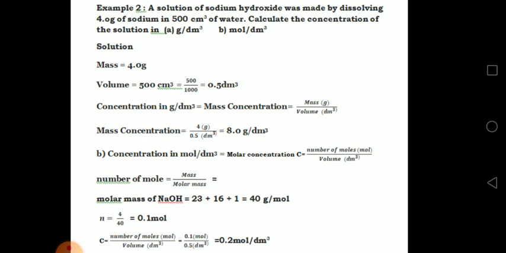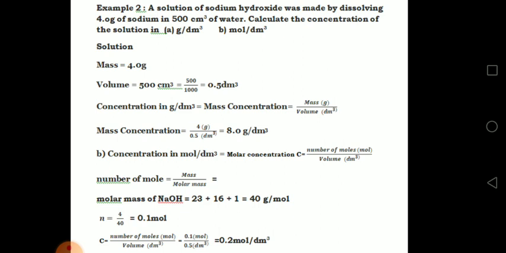Okay, you need to write out the parameters given. We are given the mass, which is 4 grams, and the volume, which is 500 cm³. You convert this volume to dm³ by dividing by 1000 cm³, and that gives me 0.5 dm³. Now the concentration in g/dm³ is given as mass over volume. So if you do the mass over volume, you get 4 divided by 0.5, which is equivalent to 8.0 g/dm³, and that gives the mass concentration of the sodium hydroxide.